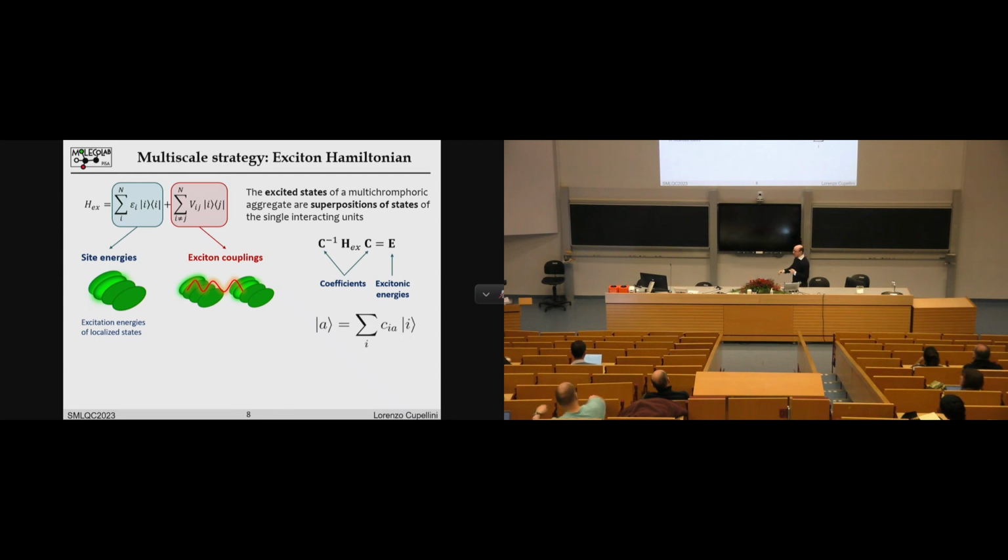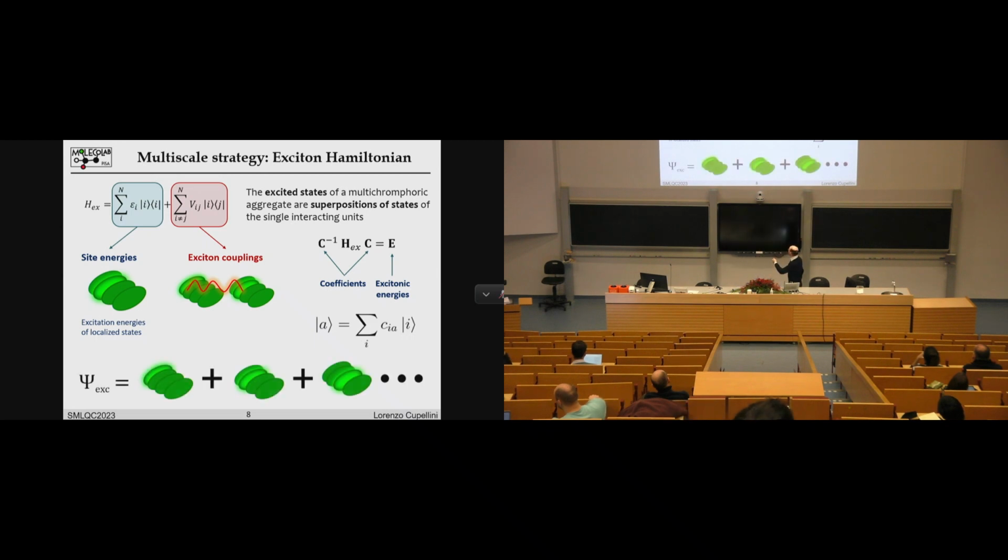So we need another kind of multiscale strategy, which is this exciton strategy, where we want to describe the excited states of an aggregate of chromophores as a superposition of excited states on each chromophore. So it's something like this. You construct your excited state as a sum of excitations localized on each chromophore. And if you do that, you can describe this excitation with a model Hamiltonian that looks like this.